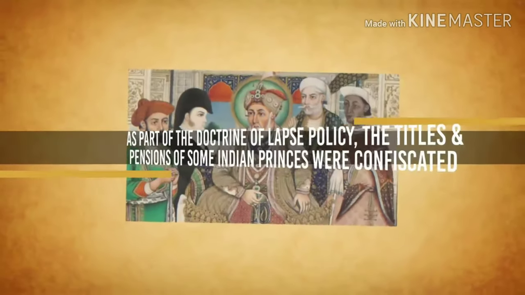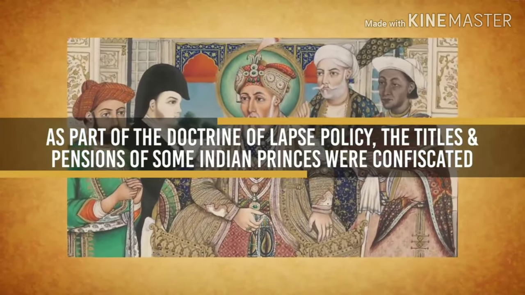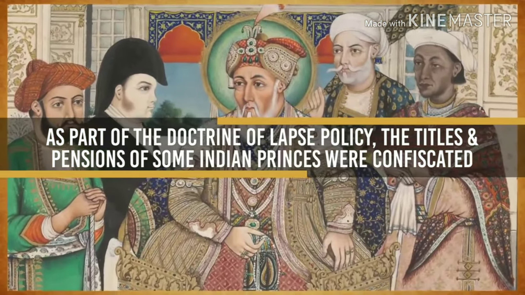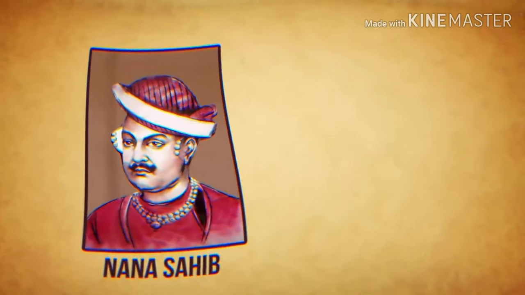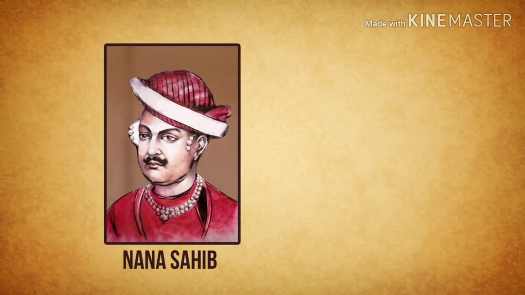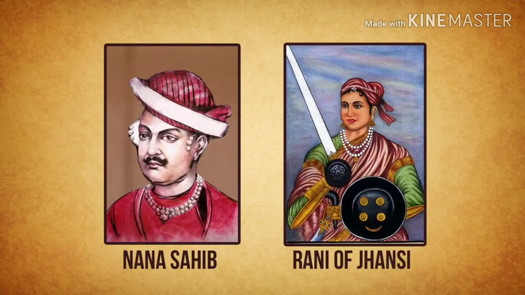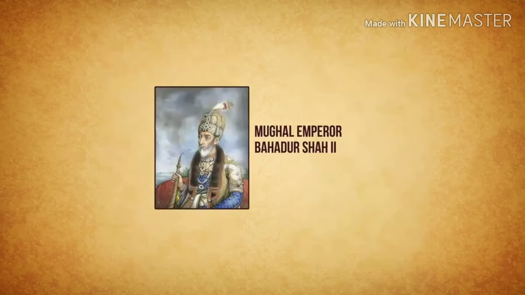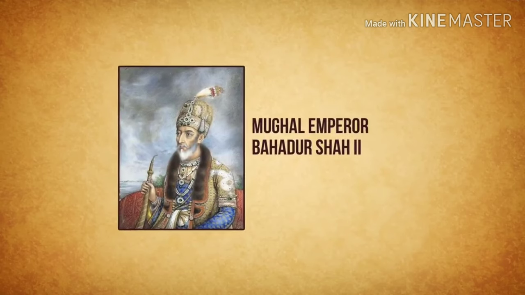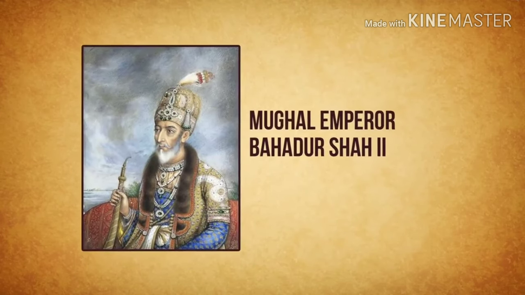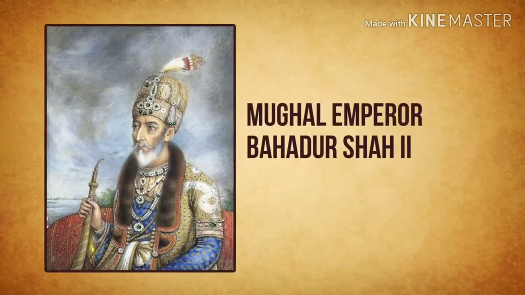As part of the Doctrine of Lapse policy, the titles and pensions of some Indian princes were confiscated. The pension of Bajirao II's son Nana Sahib was discontinued after his father's death, and Rani of Jhansi had been deprived of her right to rule in violation of the recognized Hindu law. Dalhousie further proposed to abolish the title of the Mughal Emperor after the death of Bahadur Shah II.